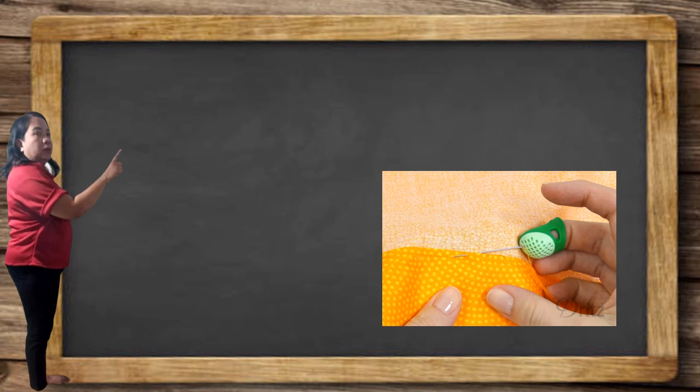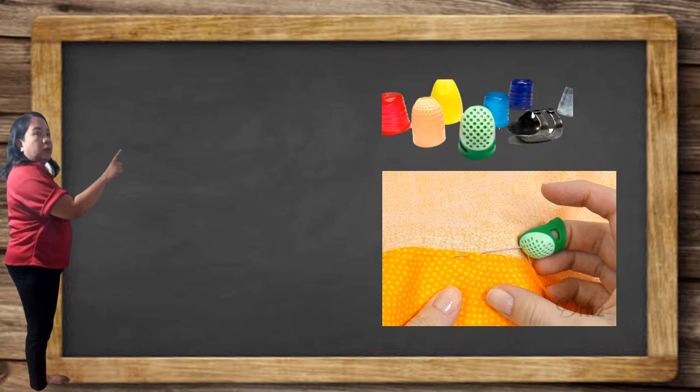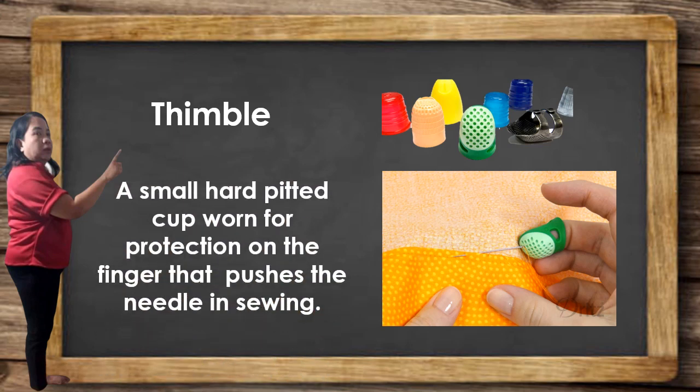Are you familiar with this tool? This is a thimble. How important is this when sewing? A small hard-pitted cup worn for protection on the finger that pushes the needle in sewing.